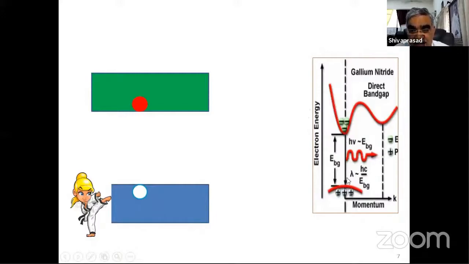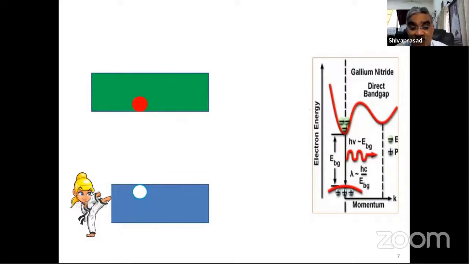If I want to go here, this distance is higher. So this is the lowest distance. These are called direct band gap semiconductors. When the direct band gap semiconductor is there, the electron, which has gone to the road, would want to come back to its house, right? It wants to come back.